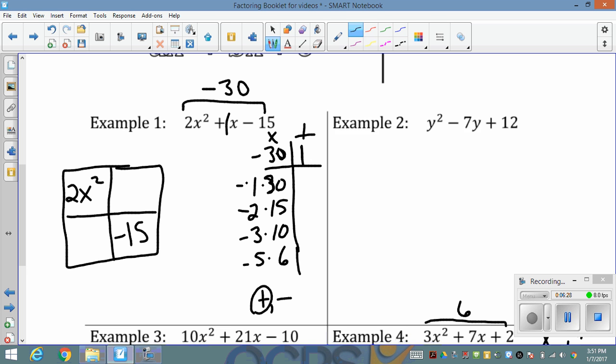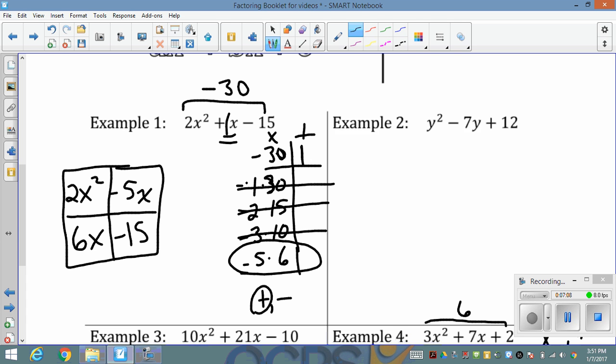So negative 1 times 30 multiplies to negative 30 but does not add to 1. Negative 2 times 15 multiplies to negative 30 but does not add to 1. Negative 3 times 10 multiplies to negative 30 but adds to 7, so it does not work. Negative 5 times 6 multiplies to negative 30, and negative 5 plus 6 adds to 1. So I'm going to use the negative 5 and the 6, and again, we're trying to make it into that term, so we're going to put that x in there.